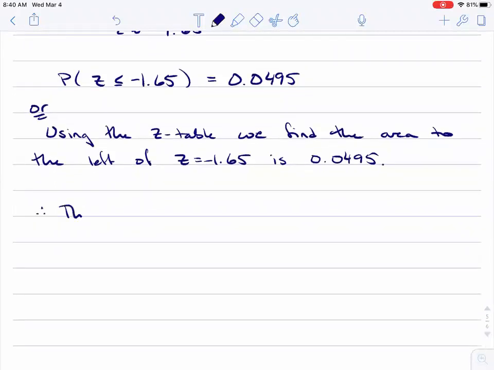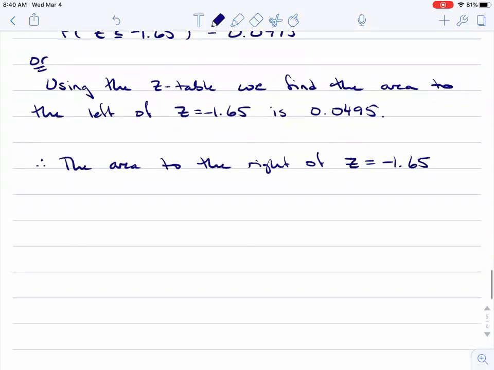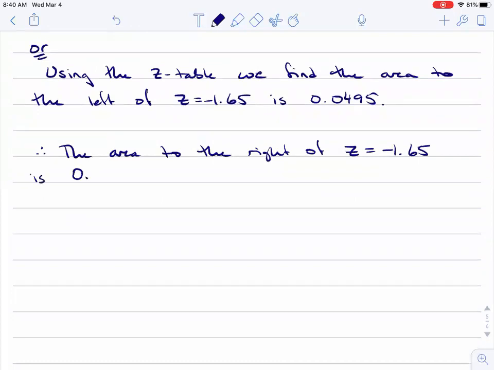Therefore, the area to the right of z equal to negative 1.65 is 1 minus 0.0495. 1 minus 0.0495 is 0.9505.